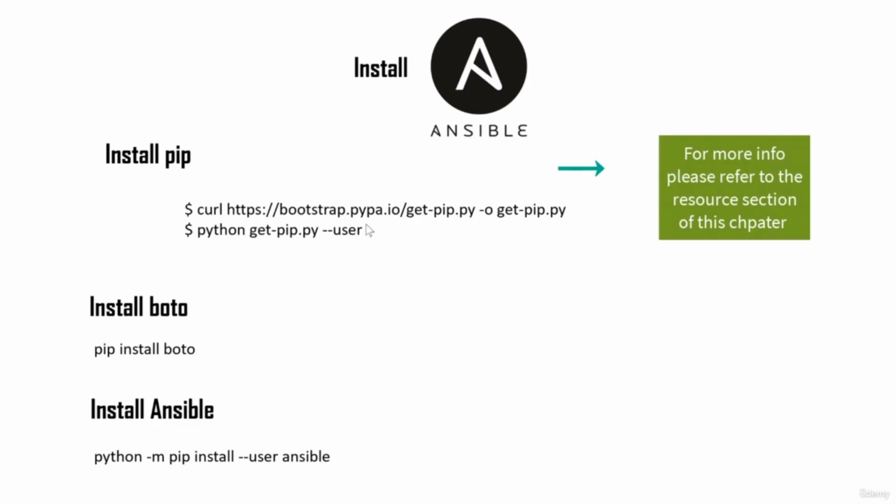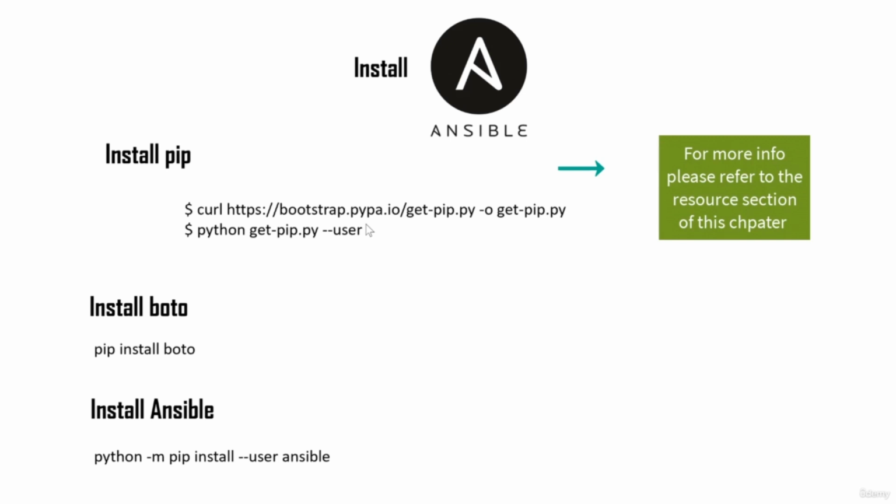So now let's discuss how you can install Ansible on your local machine. To install Ansible, you need Python running on your local machine. After you've installed Python, you can install pip. Pip is basically the package manager available in Python. And then you need to install Boto. Boto is another library that acts as an interface between Python and AWS. After you install both of these, you can just install Ansible using the command as shown on the screen.